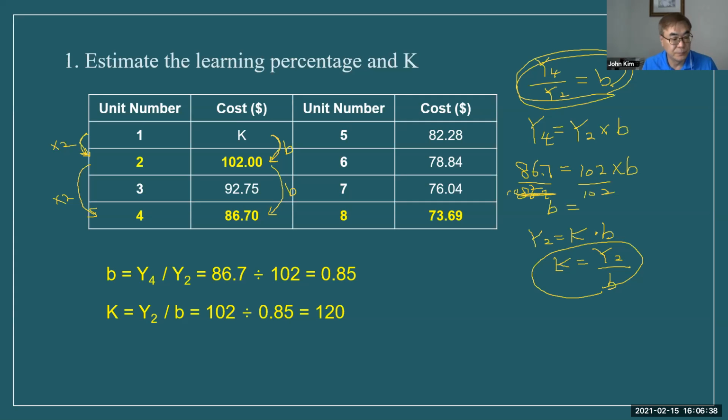Okay. Questions so far? Is the learning percentage what's represented by B? Yes, B is the learning percentage in decimal form, so 85%. Any other questions? Okay, next one.